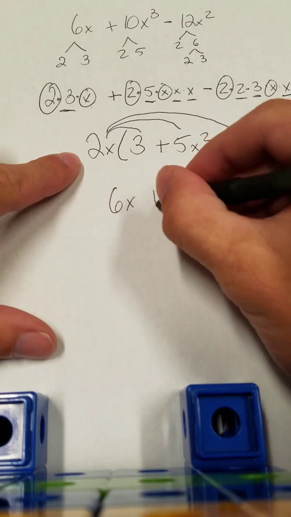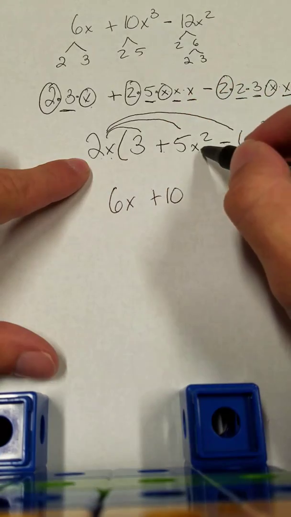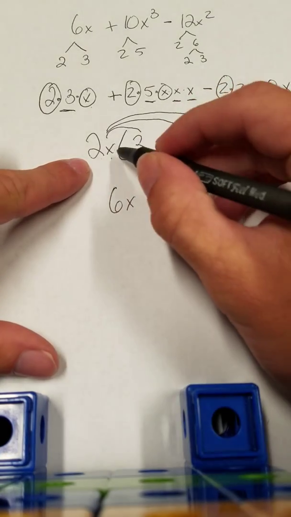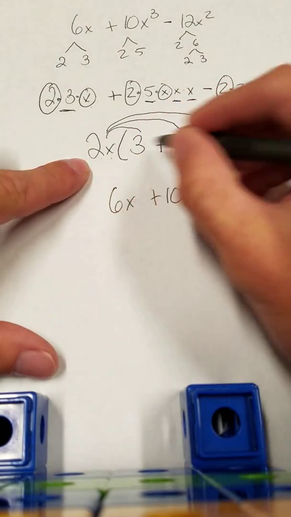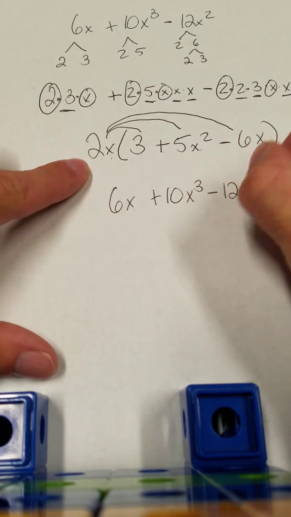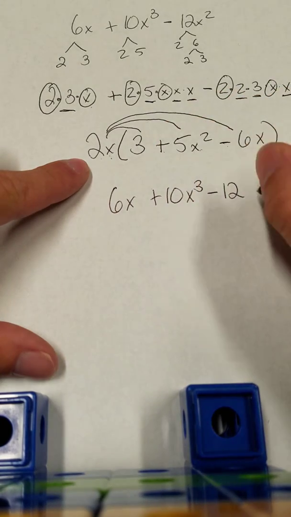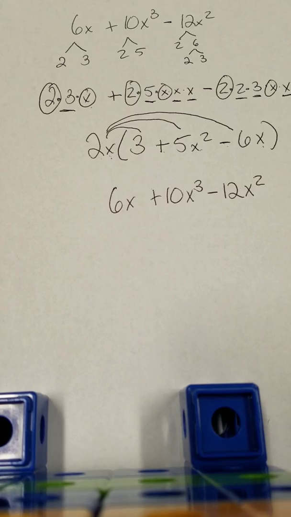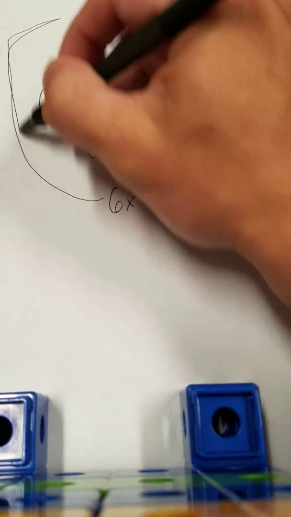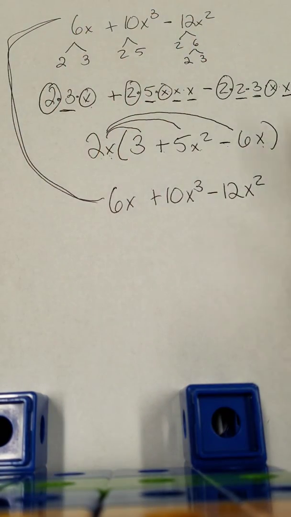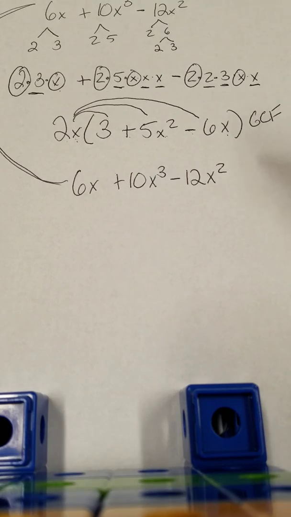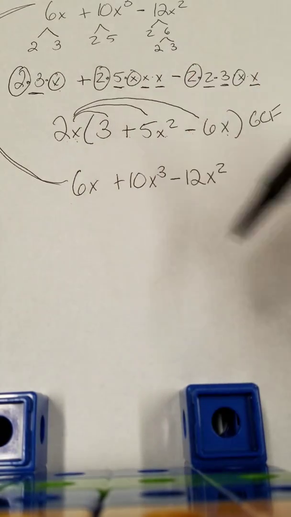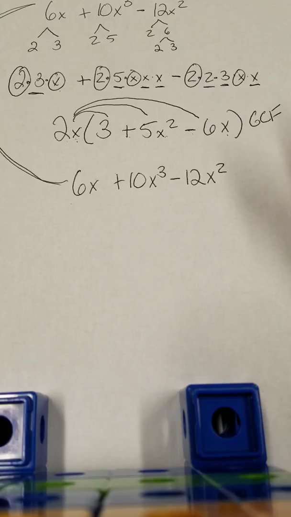2 times positive 5 is 10. X and x squared. We'll already have 2 x's, and then I throw one more on, so that makes that x cubed. 2 times negative 6, negative 12. X and x make x squared. Now you see, those two are the same thing. That's the whole point. So this is our GCF. And then if working out a GCF is difficult for you, just multiply them out. See which one of them is going to give you the answer that we got in the first place.